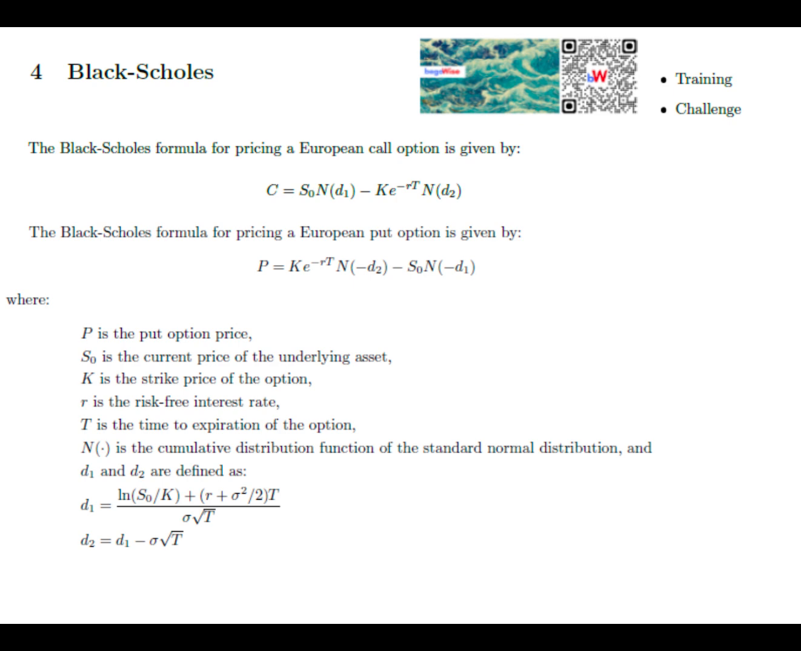at a higher price. The last input to the Black-Scholes model is time to maturity. This is how long you have until the option expires. More time generally makes the option more valuable because there's more opportunity for the stock price to move and potentially become profitable.